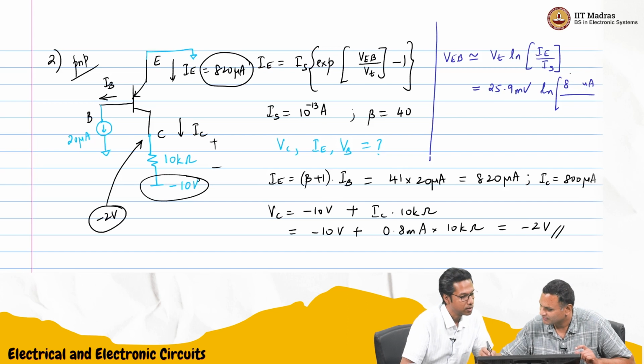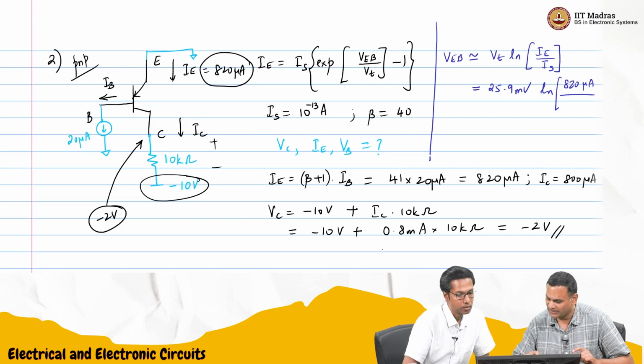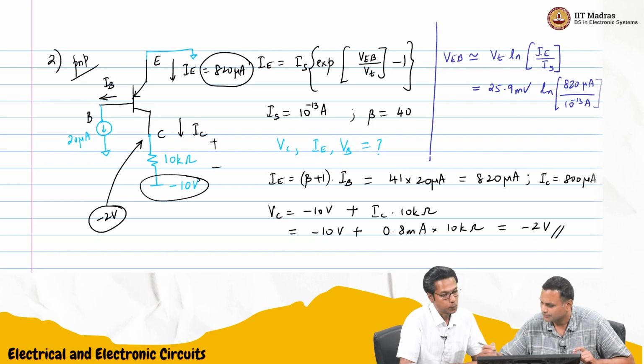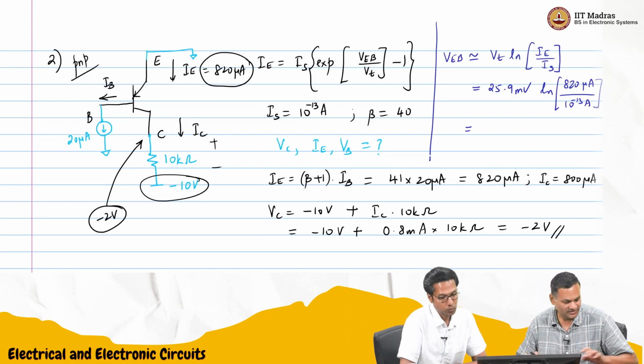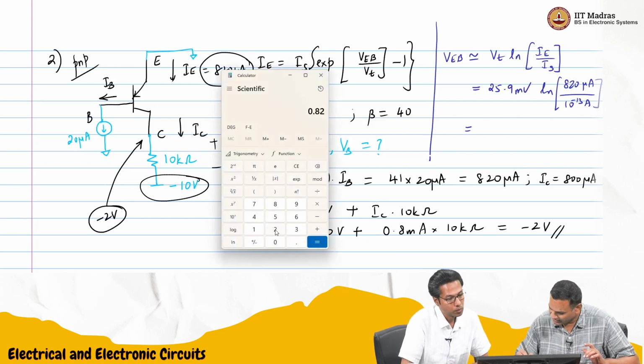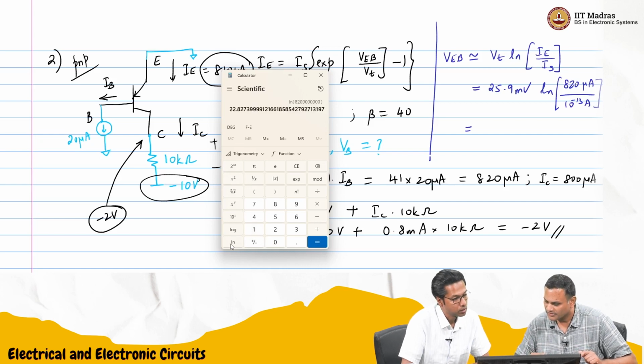So 820 by IS is 10 power minus 30. Okay. So 0.82 into 10 power 10. So maybe we can just do that now. Shall we do that? So 0.82 into 10 power 10, and we want to take the ln of this. Ln, it's 22.83. Okay. And we multiply this with 25.9.